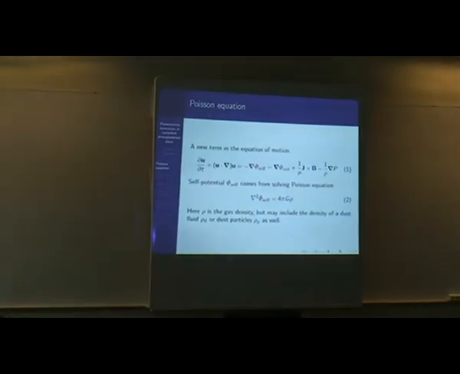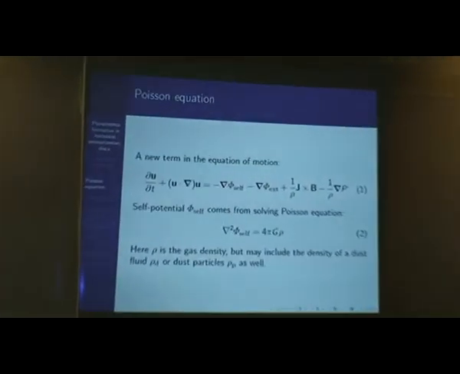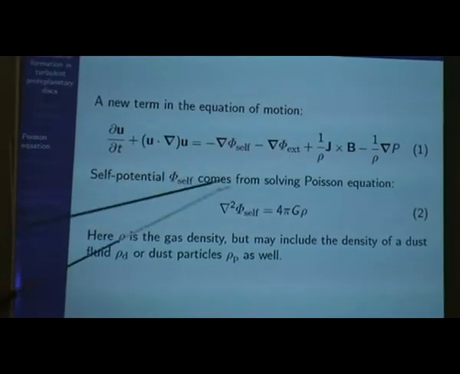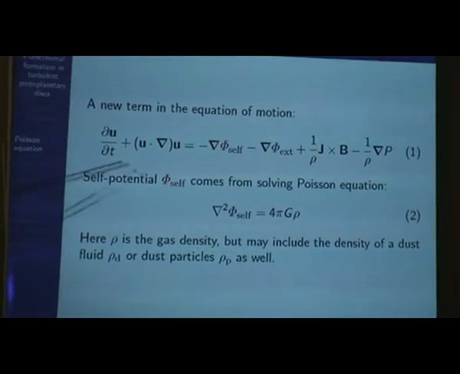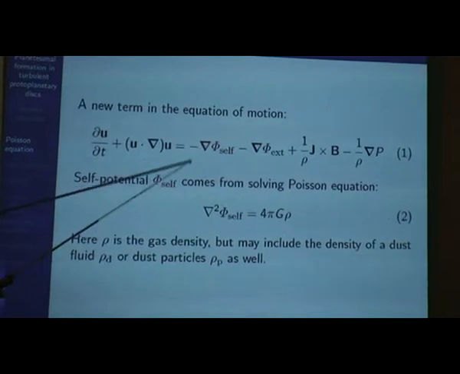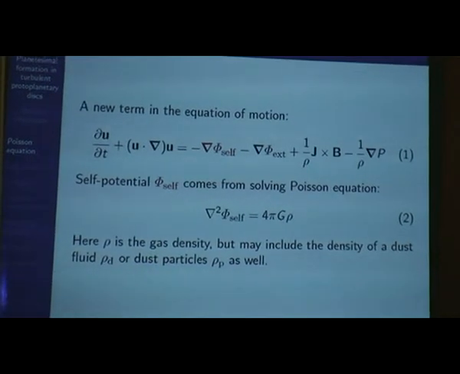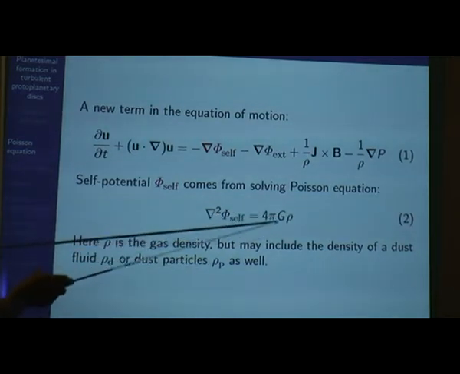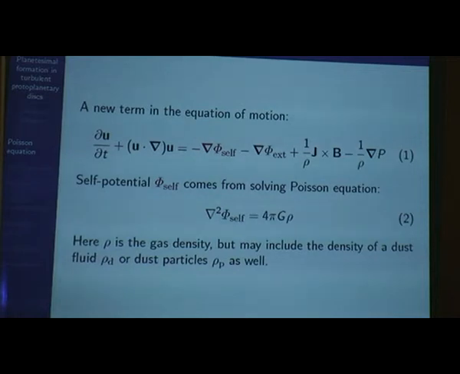So just starting with the co-development part, of course self-gravity is about solving a Poisson equation. In our equation of motion, the tensor code of course solves these terms beautifully, and this new term is the gradient of the self potential. To calculate this you need to solve some kind of Poisson equation, which is a partial differential equation, and on the right hand side you have the gravitational constant, and then you have rho, which could be the gas density if you want to know about gas self-gravity, but it could also be the density of dust fluid or dust particles.